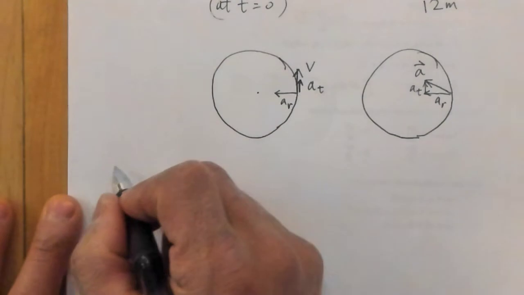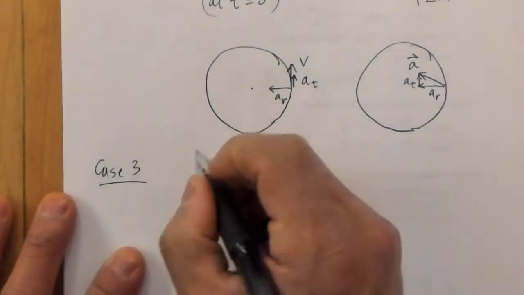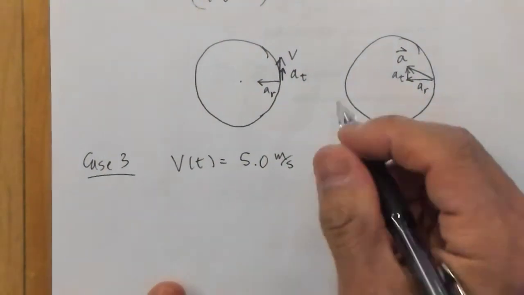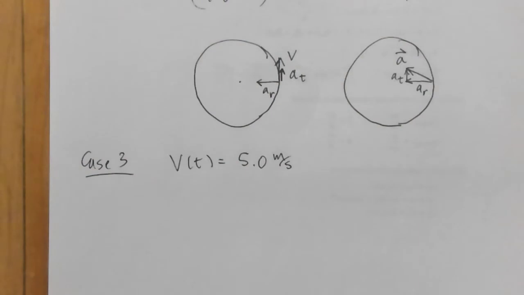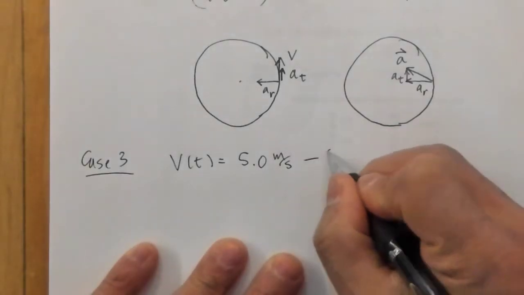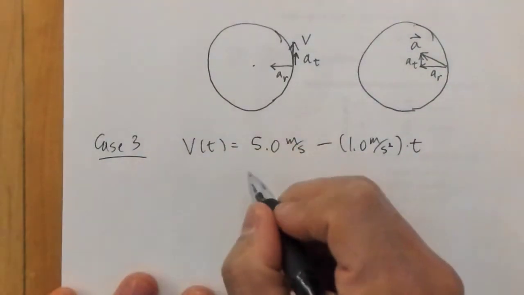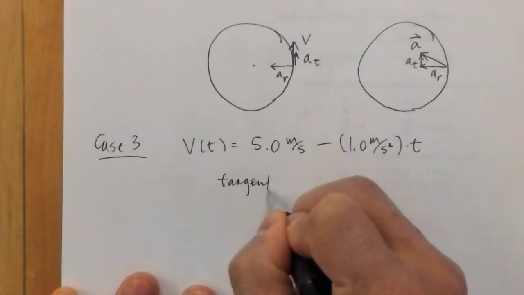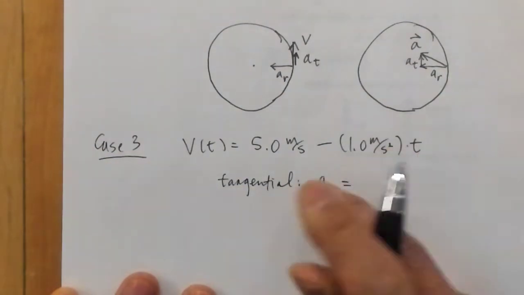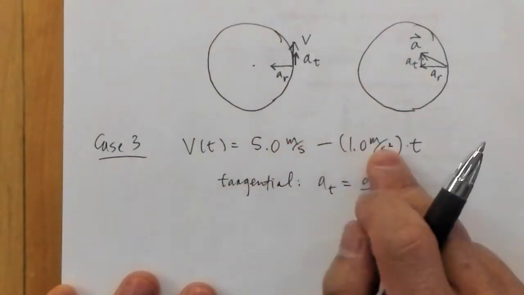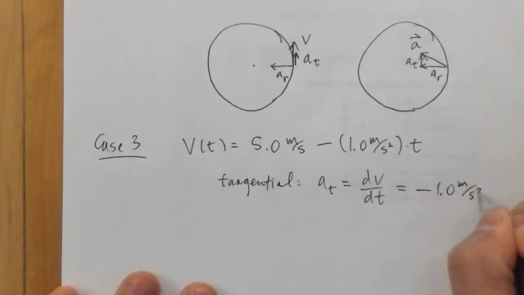Now let's consider case number 3, which I'm sure you can probably guess. Suppose v of t was something that's decreasing with time, 5 meters per second minus 1.0 meters per second squared times t. In this case, we have tangential. A_t is the derivative with respect to t. So take the derivative of this. This will be 0, but then this will give me a minus 1.0 meters per second squared.